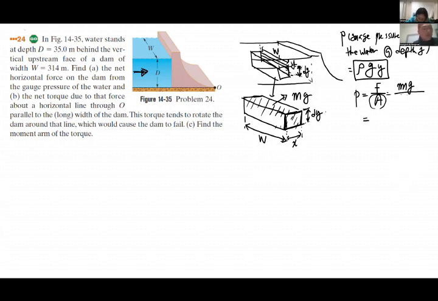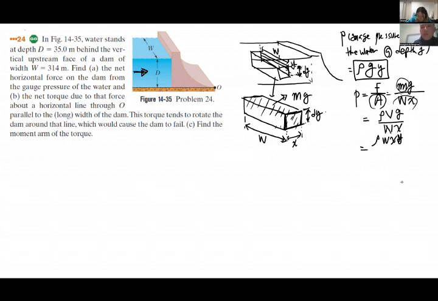That's A is W times X, right? So if you look down on this box, then the area of the top or bottom is W times X. That's the area. So now if you replace m with the density, that should be rho times volume times g divided by W X. Volume could also be expressed as W X times Y.